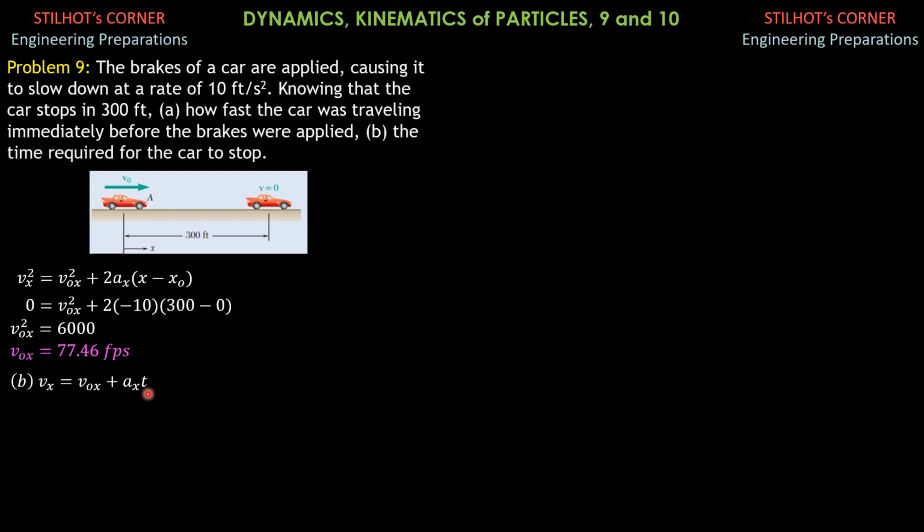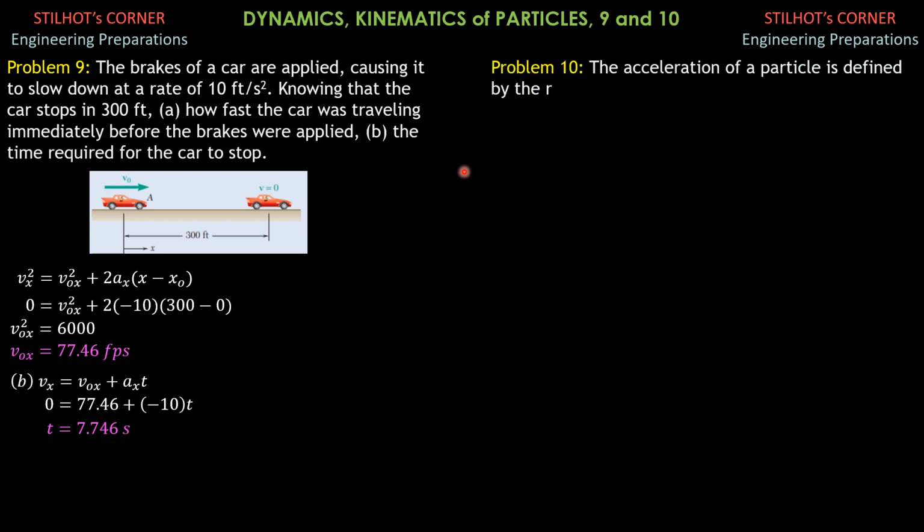Another way is x minus xo, where xo is 0, equals vox t plus 1/2 ax t square, and that will give us a quadratic equation, but this is the simpler one, so we'll use this. So 0 equals 77.46 plus negative 10 times time. So time is 77.46 over 10, and that's 7.746 seconds. So that's it for this first problem. We proceed to the second one.